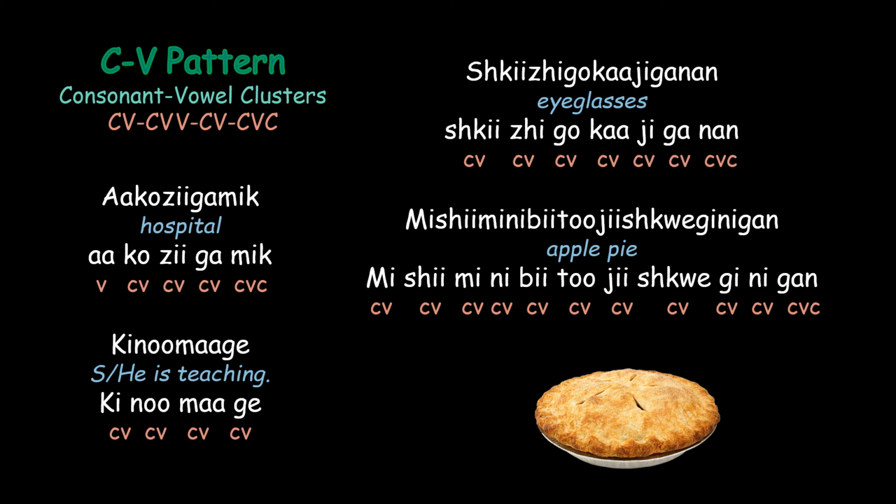And lastly, we're going to tackle this long word for apple pie. Partly for fun because it's such a long word in comparison to the English apple pie, but also because it shows us, again, our consonant-vowel pattern. Mishimene bito jishkwe ginegan.